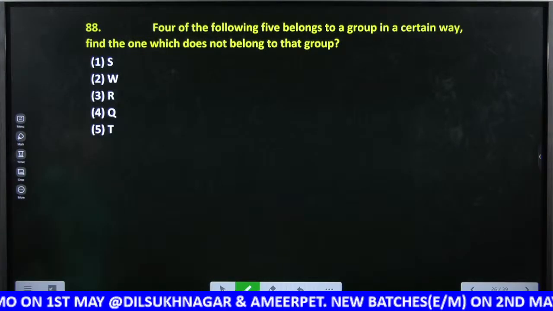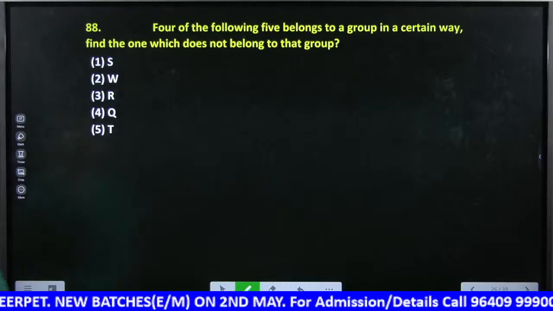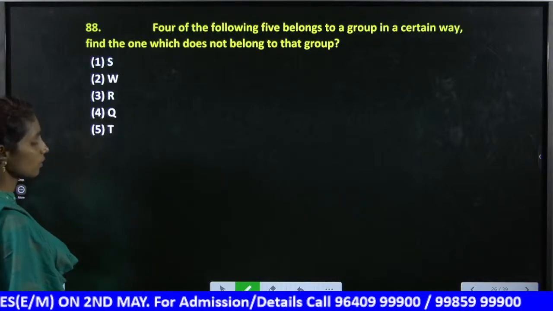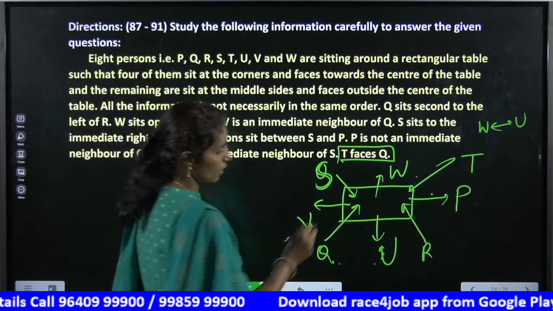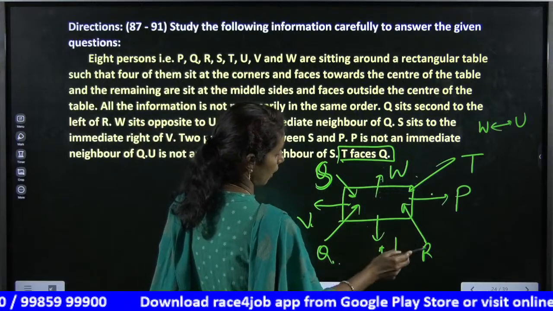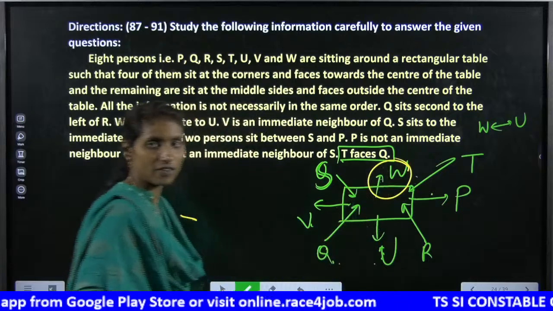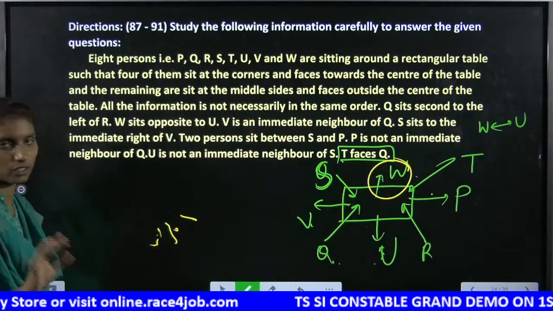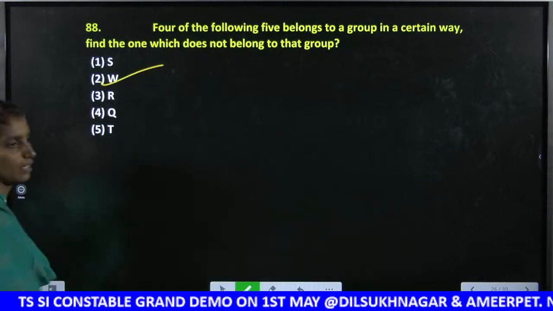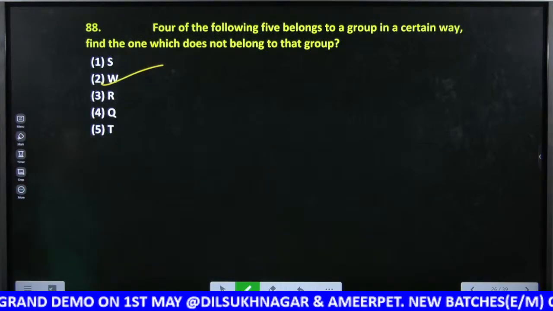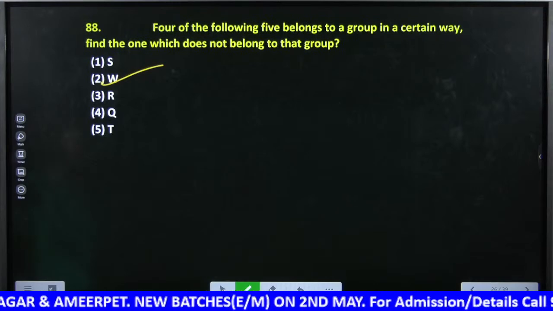Four of the following five belong to their group in a certain way. Find the one which does not belong to that group. S, W, R, Q, T. W is a person who is facing away from the center. The remaining all are facing towards the center. Answer is W. Yes, Divya, it is option 3. Supriya, it is 3.